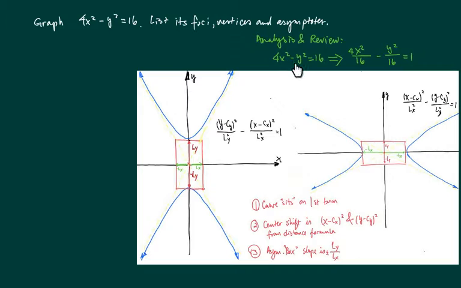The analysis and review looks something like this. We're going to divide by 16 on both sides, and we have normalized 1 on the side. And a quick review on how to graph hyperbolas.